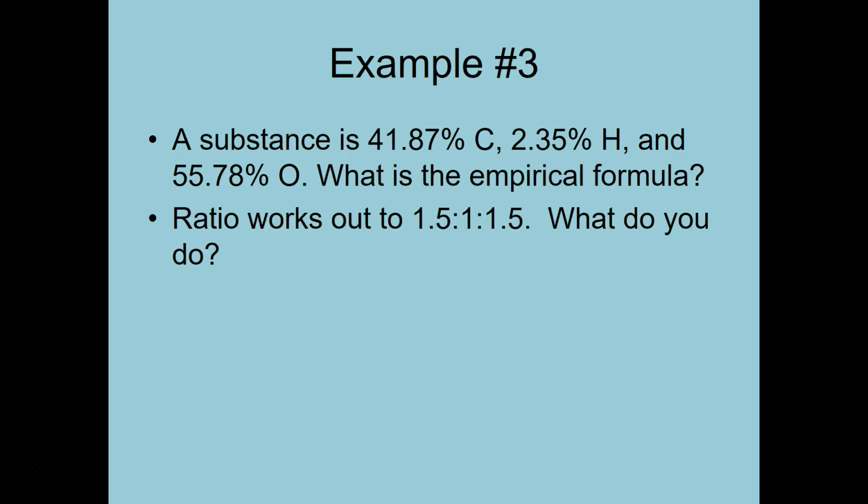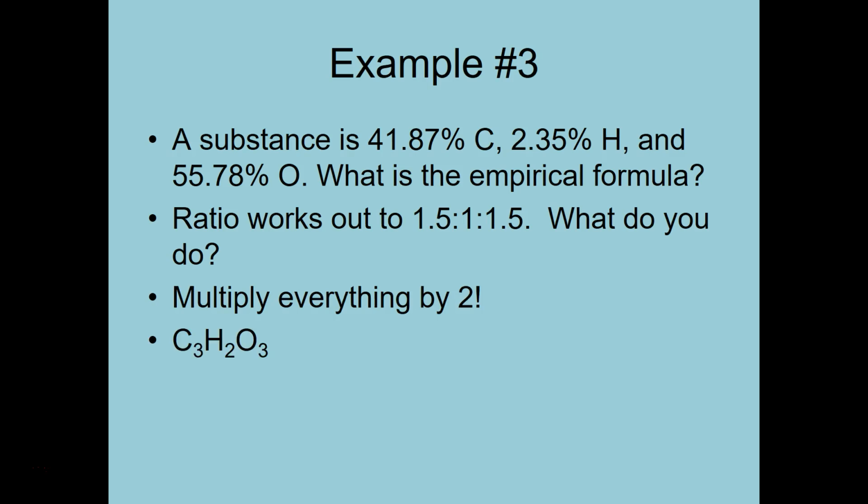All right. So if you did everything correctly, your ratio worked out to 1.5 to 1 to 1.5, which aren't whole numbers. But before you say, I must have done this wrong and I need to start over again, what do you do? That's right, we talked about it. You multiply everything by 2. So that gets us C3H2O3 as our empirical formula. How'd you do? If you got this one wrong, I recommend rewinding the video and watching it over again.